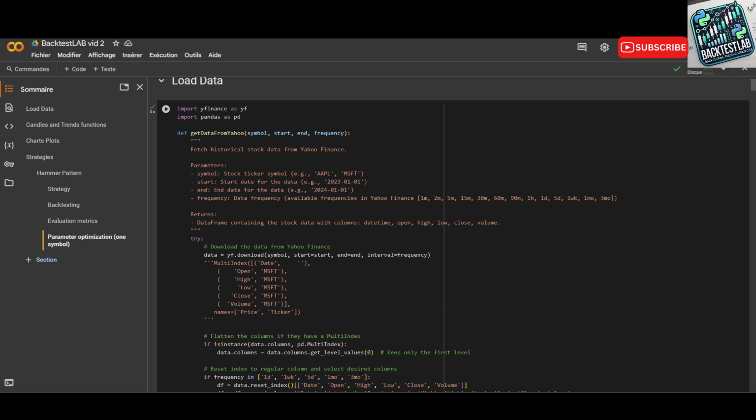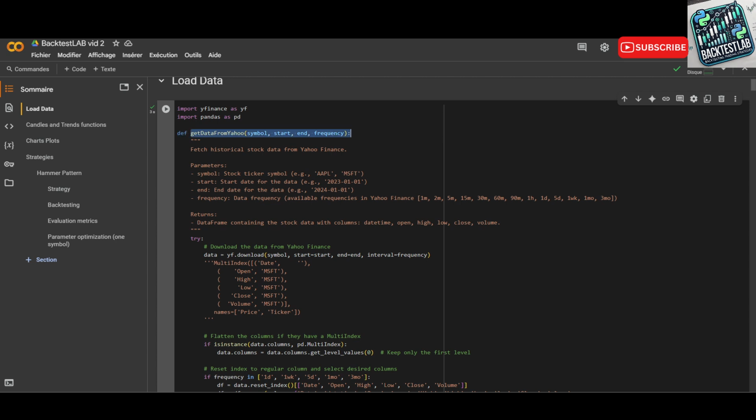So let's see how we code this example. It is going to be the same thing as we did for the engulfing pattern, and we want first to get the data. So we are using the Yahoo Finance API and we are using this function, and we give it four parameters. We give it the ticker, the starting and ending date, and the frequency, whether we are getting data by minutes, by day, or by weeks.